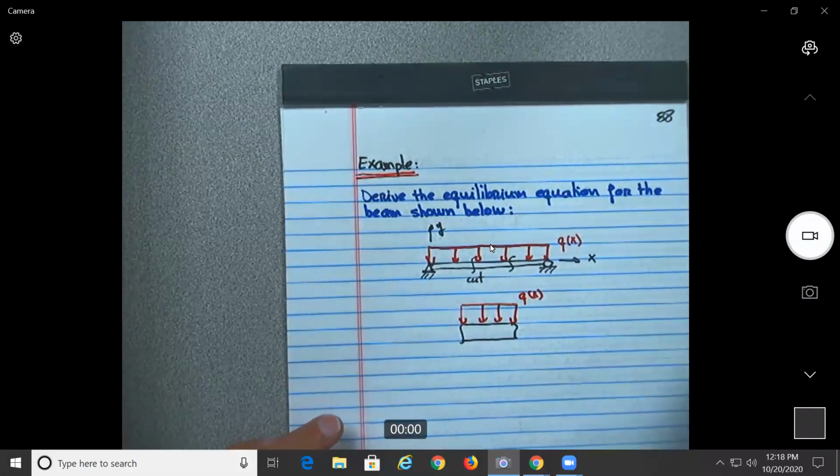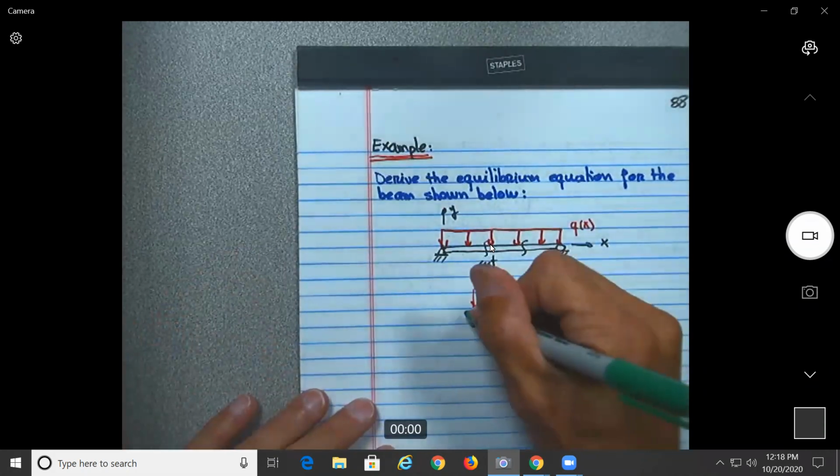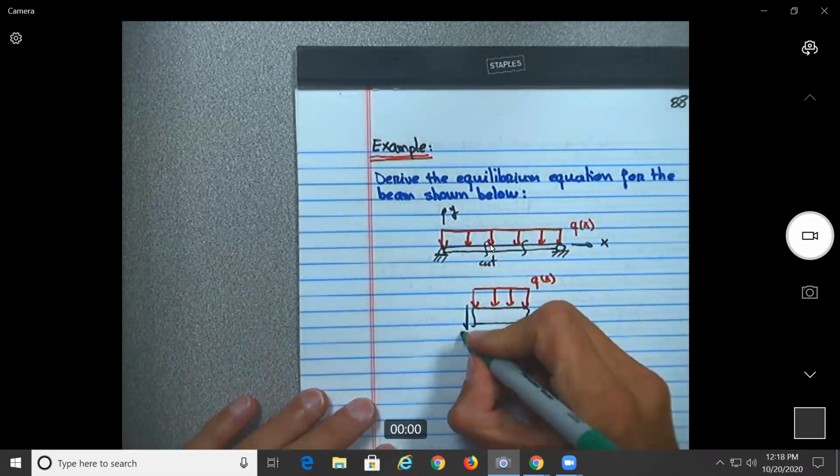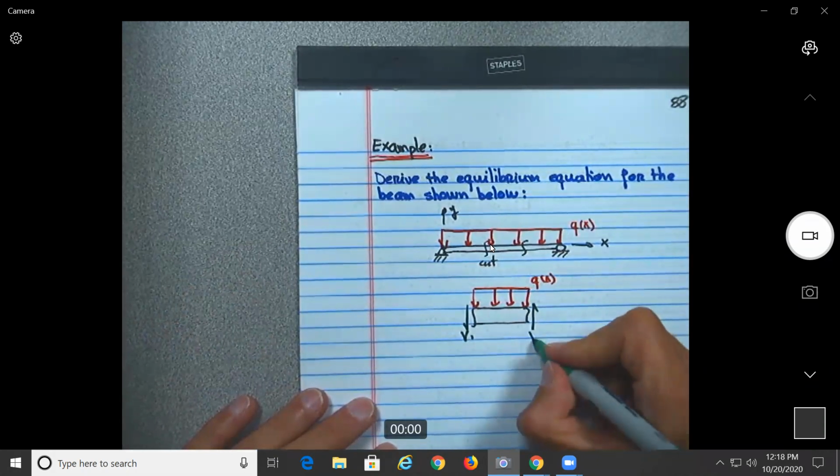Q of X. But now what's going to happen? This is going to create some type of moment, no? Whatever you want to do. So generally you would do this. You can do reverse, but let's say there will be some shear force here, V1. Some shear force here, V2.